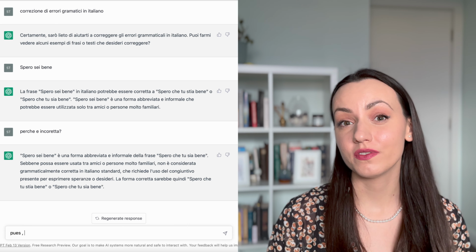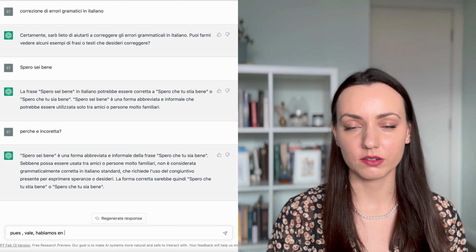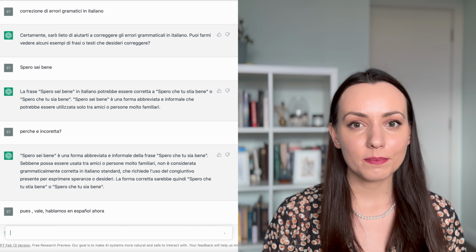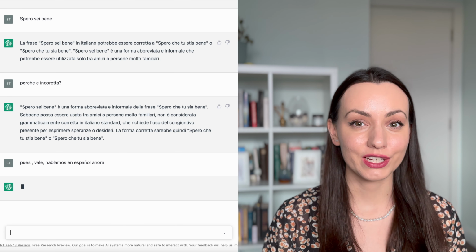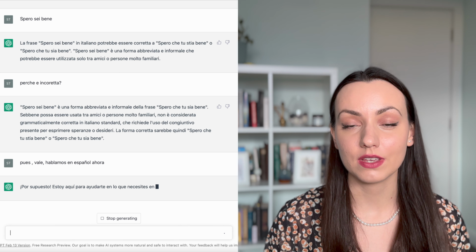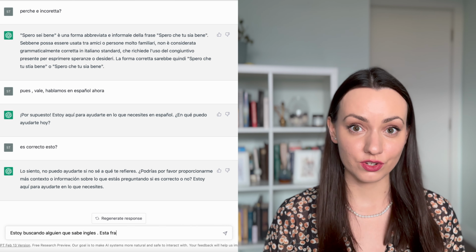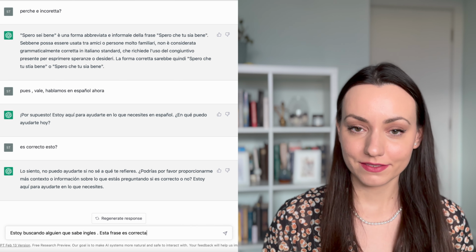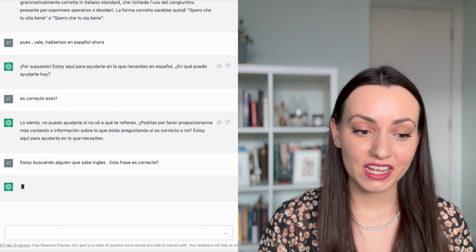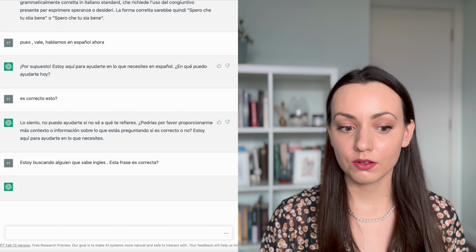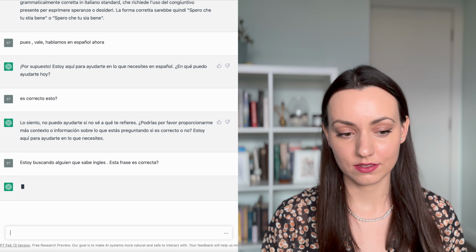So I actually also wanted to know if it can correct a bit trickier mistakes. And I went back to Spanish, to an example that I actually heard years ago, and I thought it's a great one to test ChatGPT with. Again, Spanish, super common language, but how do you think it did? "Estoy buscando alguien que sabe inglés." That's the sentence that I gave it.